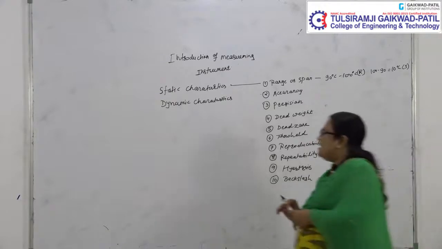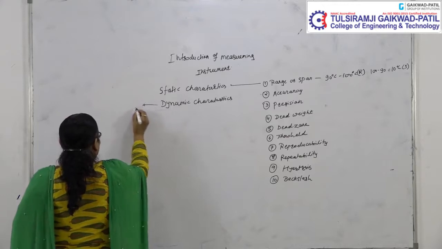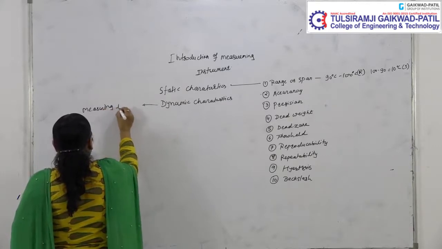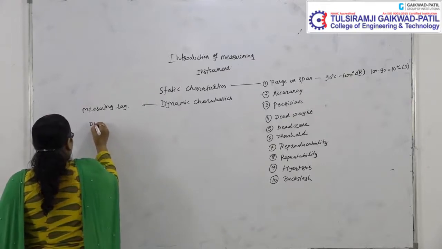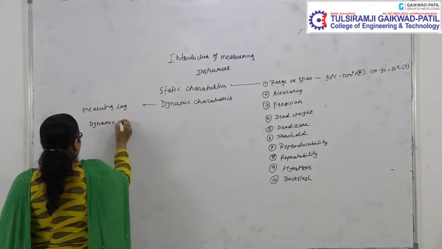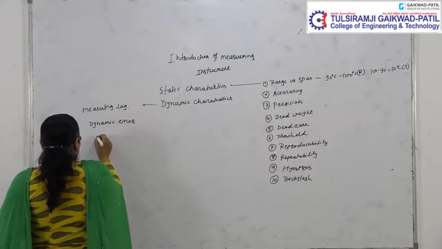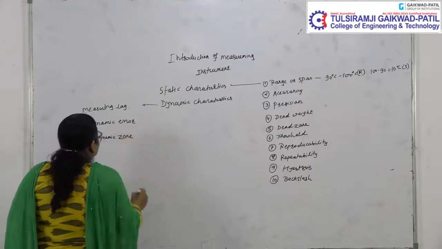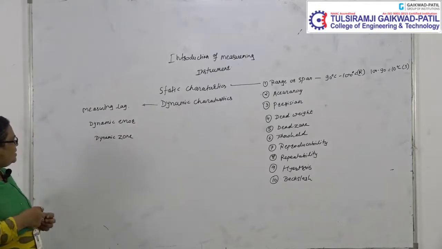Now we concentrate on the dynamic characteristics. The dynamic characteristics are measuring lag, dynamic error and dynamic zone. So dynamic characteristics can be related with the measuring lag, dynamic error and dynamic zone.